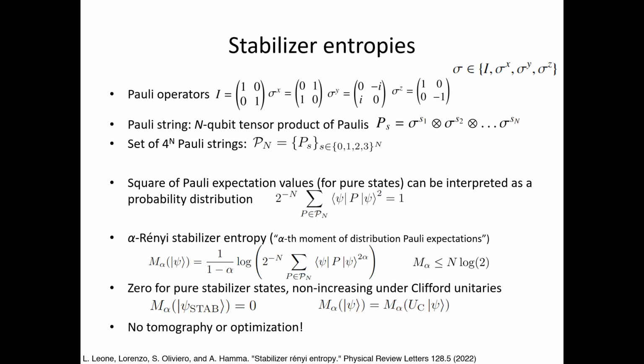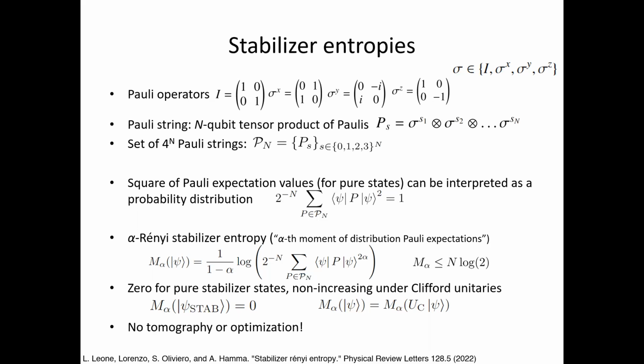So you can now interpret this as a probability distribution. So basically the distribution of Pauli expectation values squared is a probability distribution. And we can now consider the alpha moment of this distribution of Pauli expectation values, which makes up the alpha Renyi stabilizer entropy. This measure is simply that you take the distribution psi squared, but you don't take the second power, you take some power alpha instead. And this really gives you the moment of the distribution.